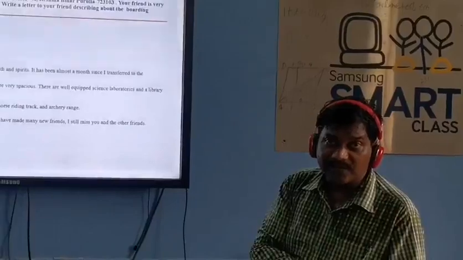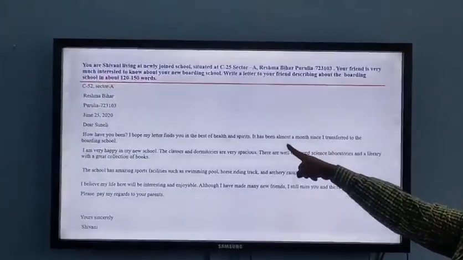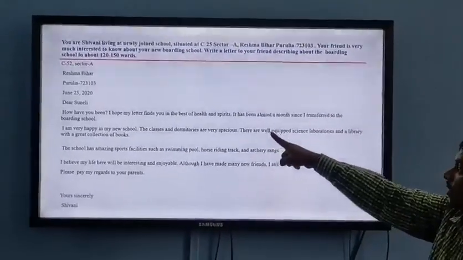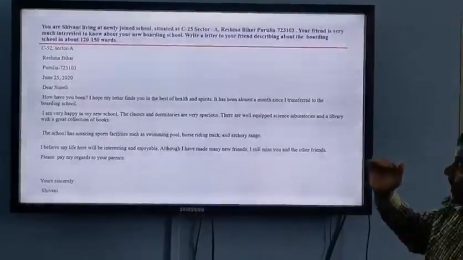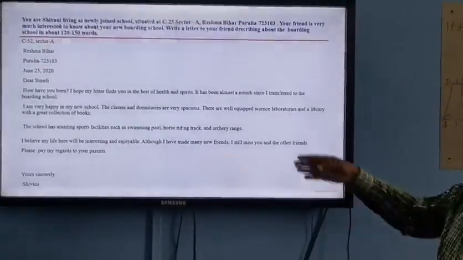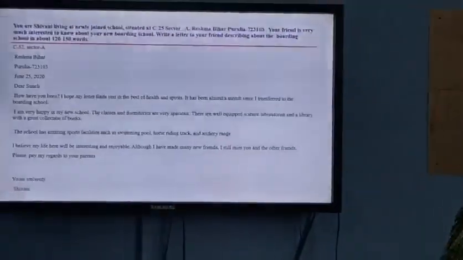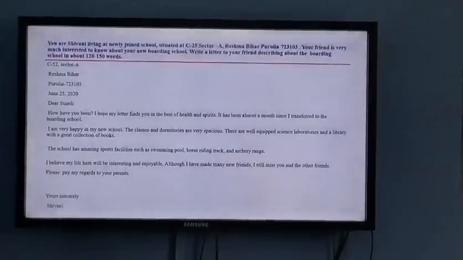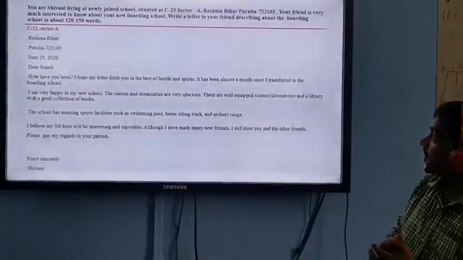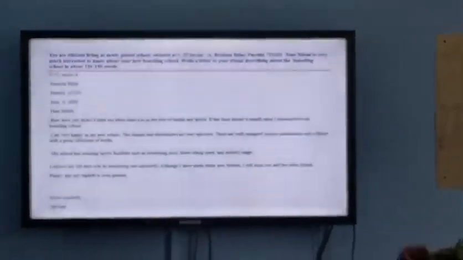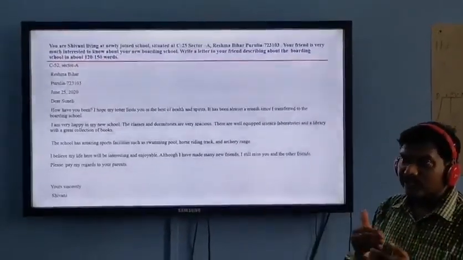The first component, you must remember, is the address of the sender. So here the address of the sender is C52 Sector A, Reshmadia, Purulia 723. Similarly, the address should be followed by the date. Suppose the date is 25th June. So here it is June 25, 2020. This is also a way of writing the date. And the next one is your salutation. Here it is, Sumeri. Okay, now how has the letter been introduced? What is the introductory paragraph?